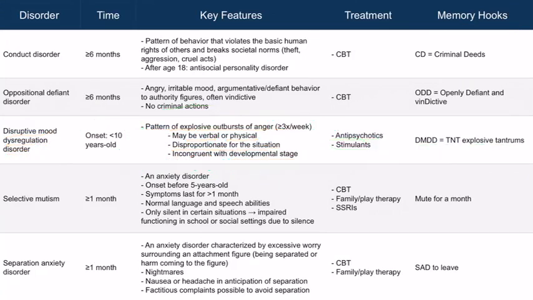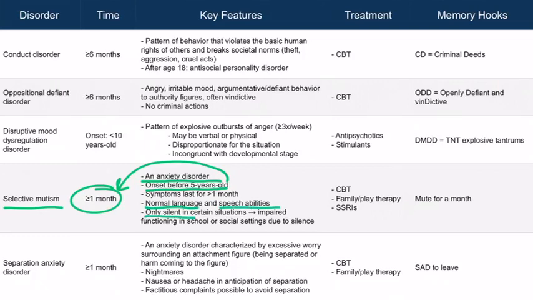Now, the next two disorders are really focused on anxiety: selective mutism and separation anxiety disorder. Selective mutism is an anxiety disorder with an onset before 5 years old, and for a diagnosis, it must be going on for over a month. Now, with selective mutism, you need to recognize that these children have normal language and speech abilities. They're just selectively choosing to not use those abilities. So they're only silent in certain situations.